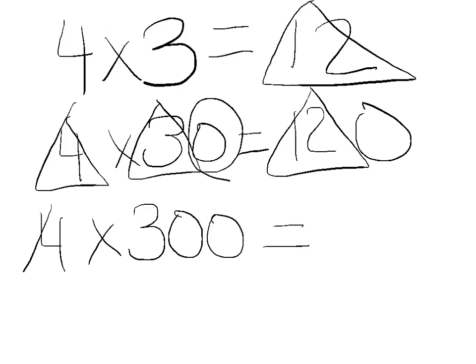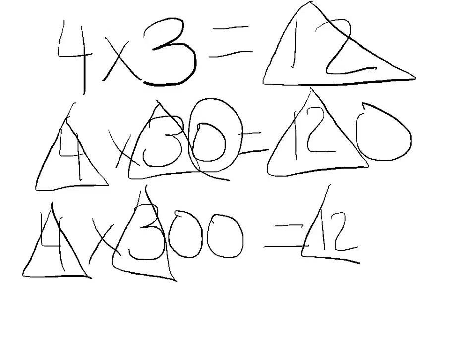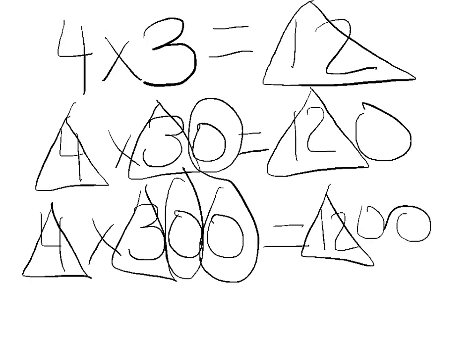Now, if we take this another step and we do 4 times 300, we have to start by multiplying our basic fact. So 4 times 3 is 12. Add the 2 zeros. So our answer is 1,200.